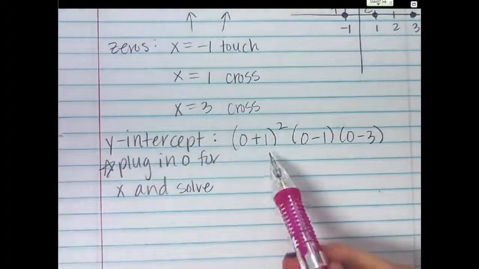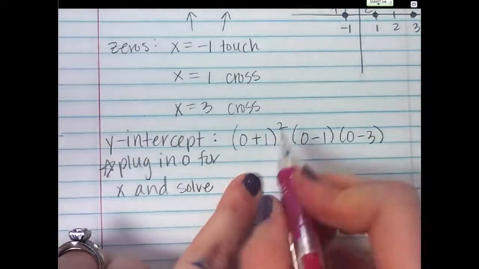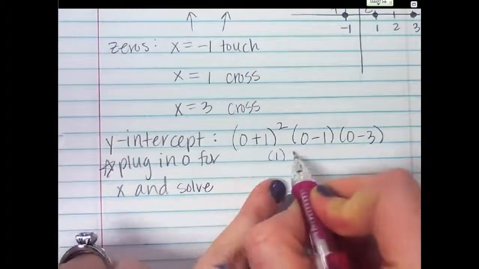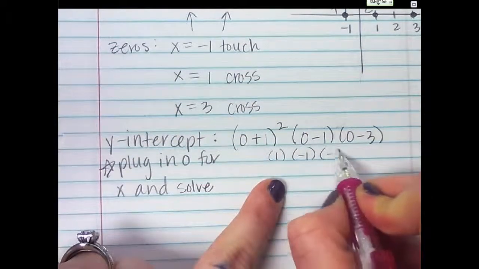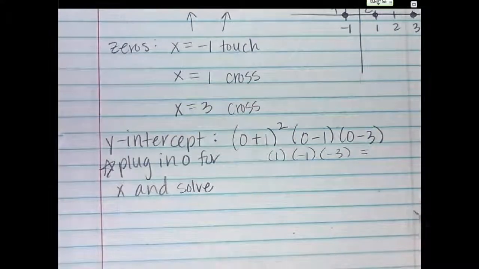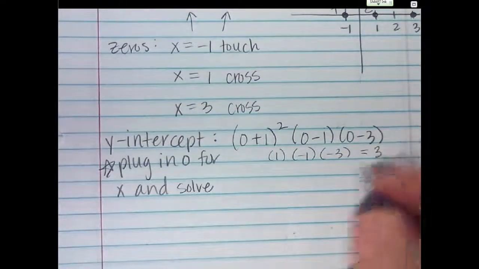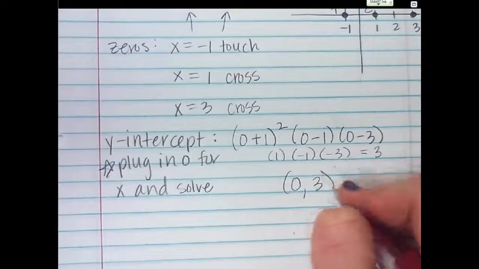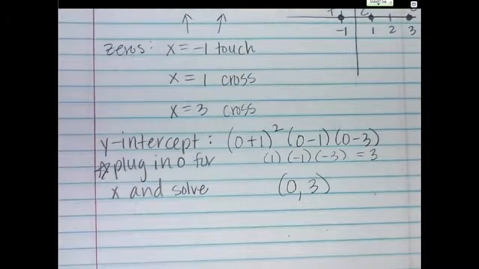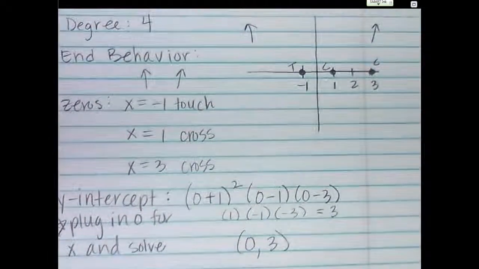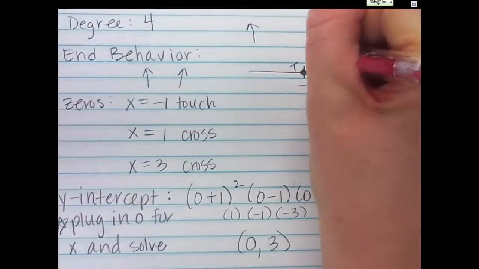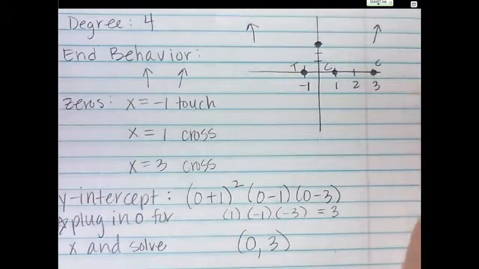Just don't forget that you're multiplying here. So this becomes 1 squared is 1, times negative 1, times negative 3, which equals 3. So my y-intercept is 0, 3. And then graph that on your graph. 1, 2, 3. And there's my y-intercept. And now you just connect the dots.